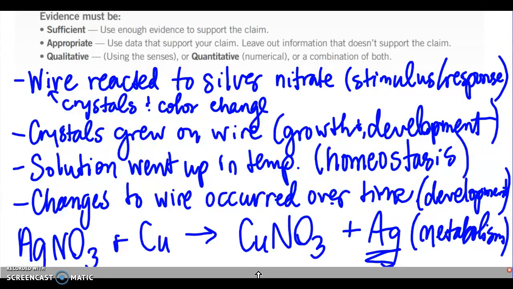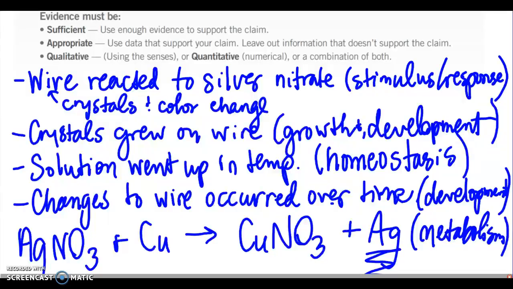Okay, so the basic experiment here is we had a chemical change that used silver nitrate, which is this over here, and we added copper wire. And what occurred is that the copper and the nitrate decided to get together, and what was left growing crystals on the wire was the silver. So this was a chemical reaction, which is what happens during metabolism.